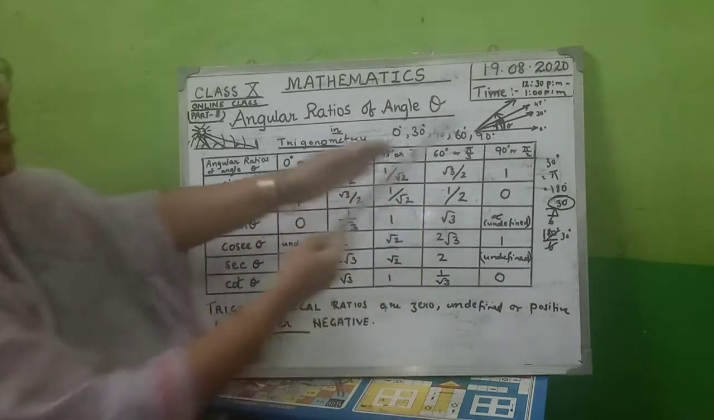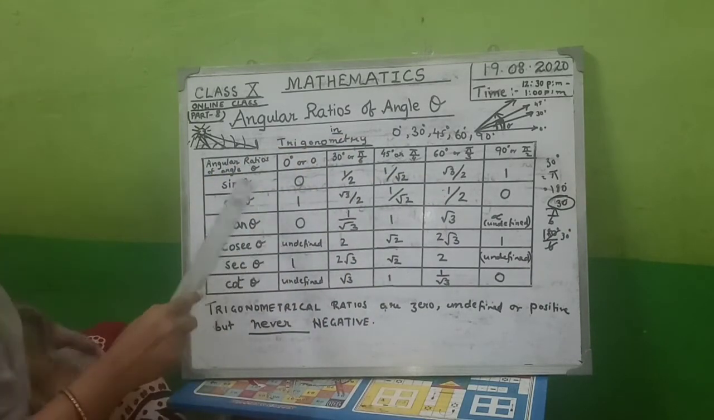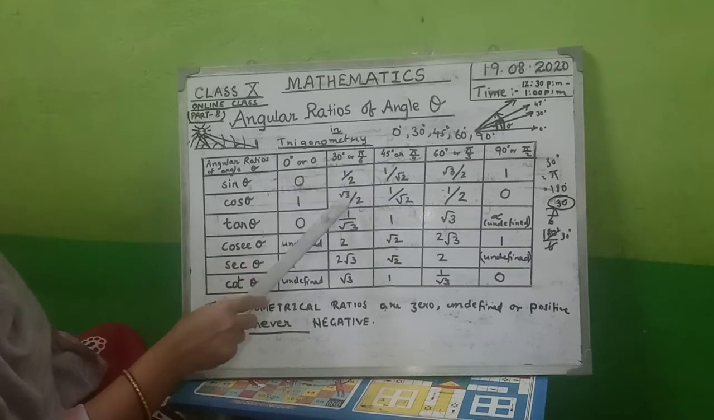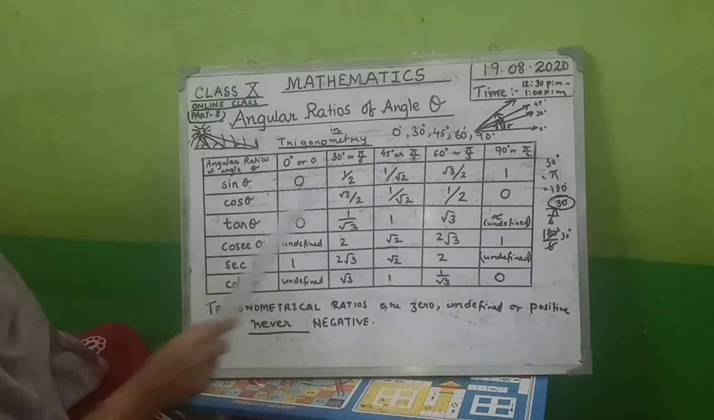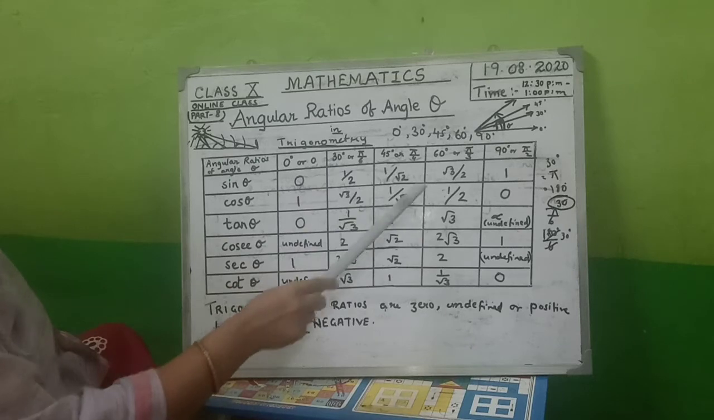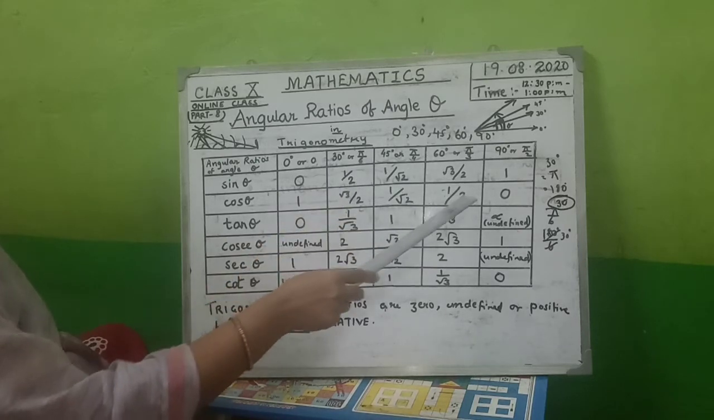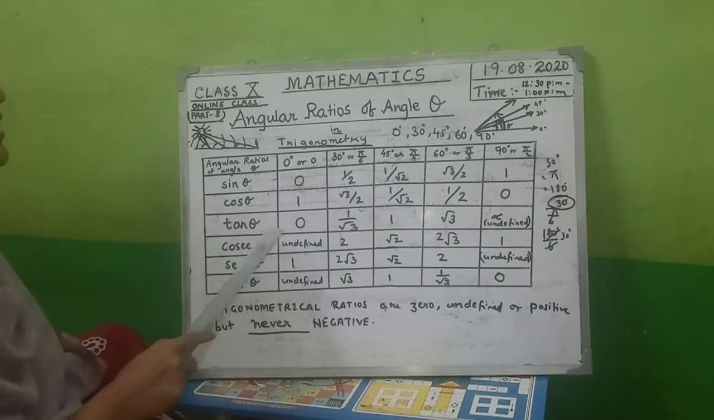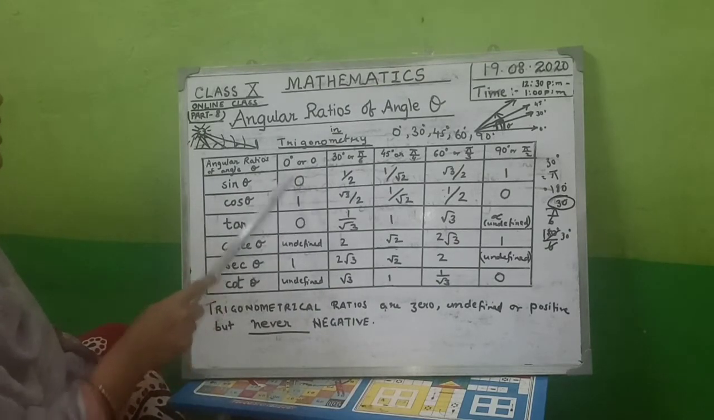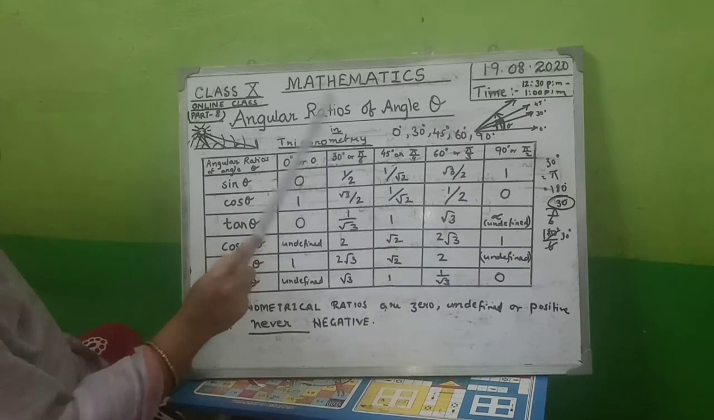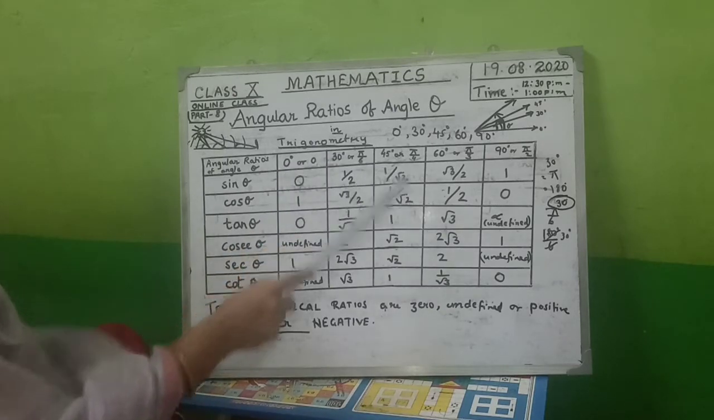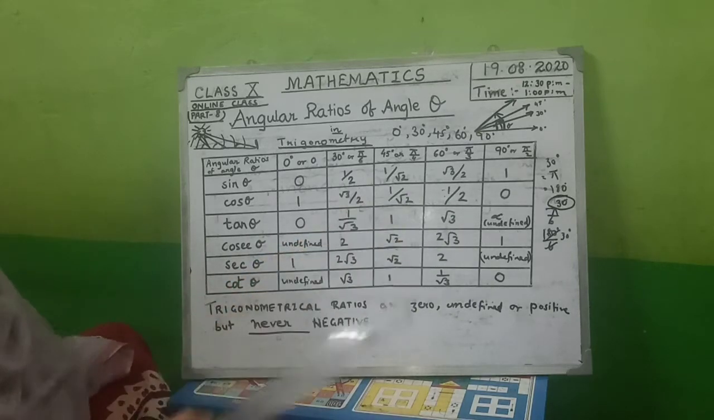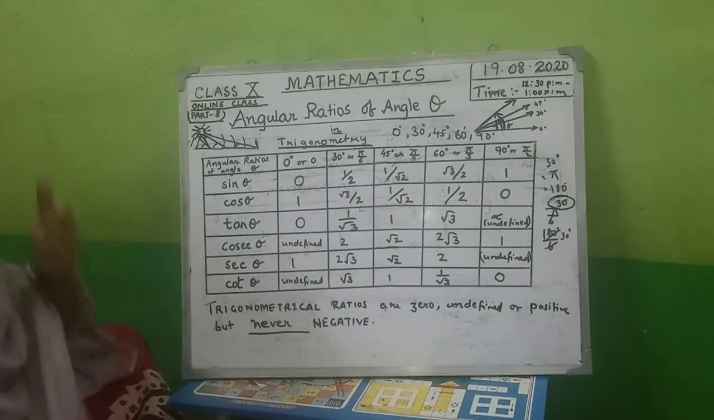Cos is just the reverse form of sin. Cos 0 degree is 1, cos 30 degree is root 3 by 2, cos 45 degree is 1 by root 2, cos 60 degree is half and cos 90 is 0. Alright? And tan theta at 0 degree is 0, 30 degree is 1 by root 3, 45 degree is 1, 60 degree is root 3 and 90 degree is infinity or undefined.